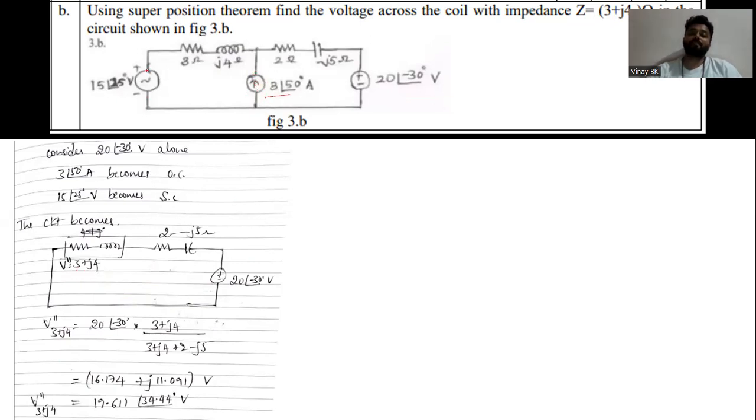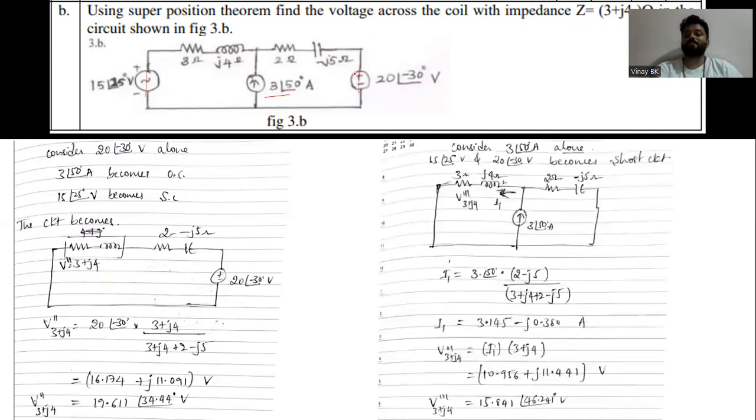If you are considering this, these two voltage sources will be short circuit, so that the circuit looks like this. So 15 at an angle of 25 degree volts will be short circuit. Again, 20 at an angle of minus 30 degree will be short circuit. We'll be considering only 3 at an angle of 50 degree, and you need to get V triple dash of 3 plus J4. So V triple dash of 3 plus J4 is nothing but the current flowing through it, that is I1 I am considering, so I1 into 3 plus J4.